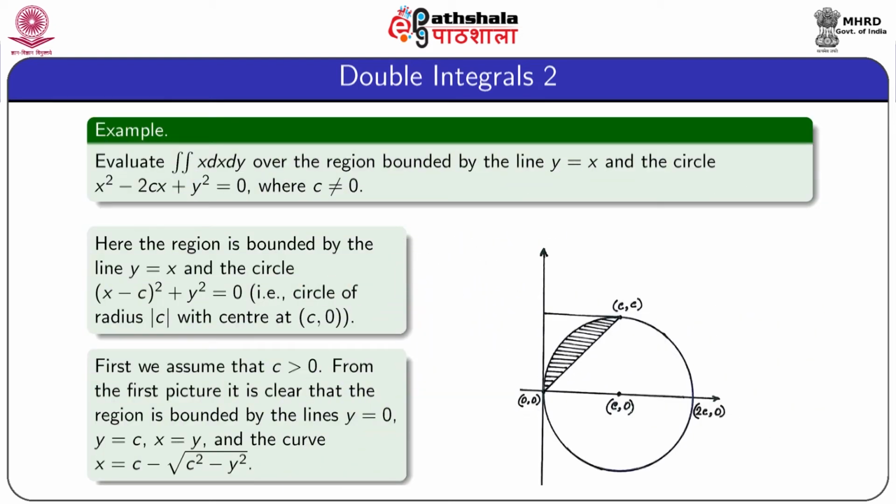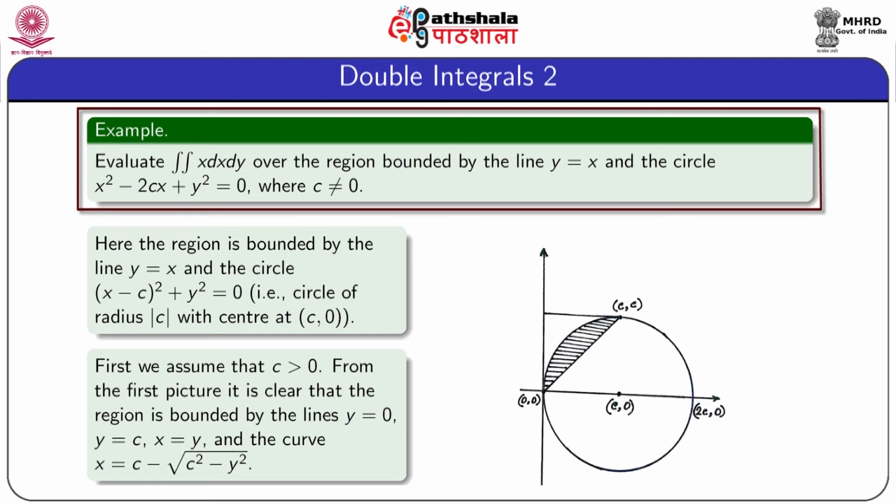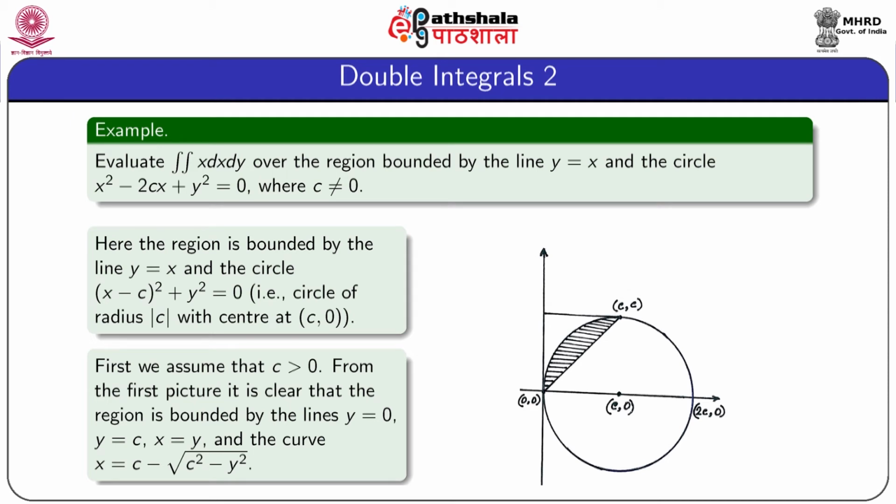We give an example here. We have to evaluate the integral of x dx dy over the region bounded by the line y equal to x and the circle x squared minus 2cx plus y squared equal to 0, where c is non-zero. We can easily find that the region is bounded by the line y equal to x and the circle (x minus c) squared plus y squared equal to c squared. That is a circle of radius modulus c with center at (c,0).